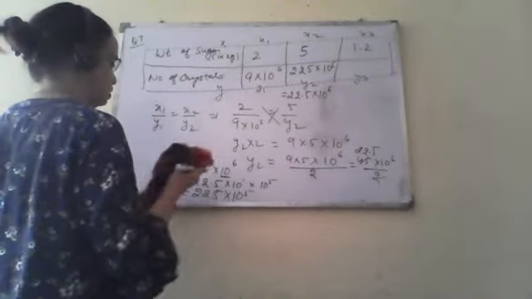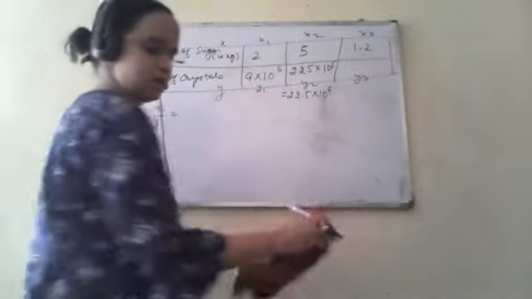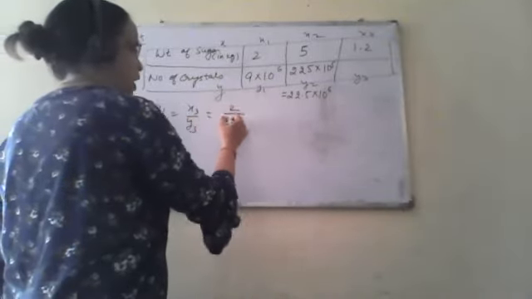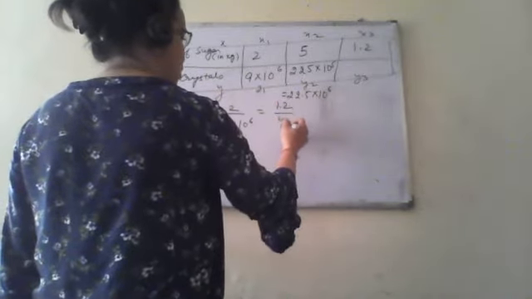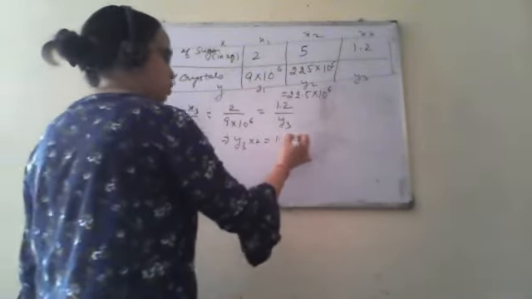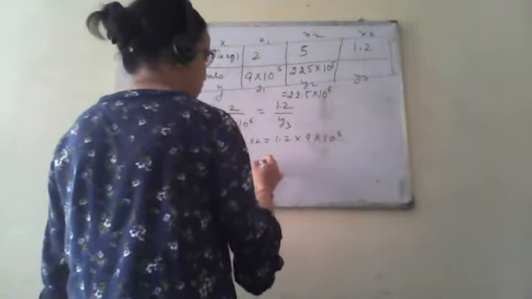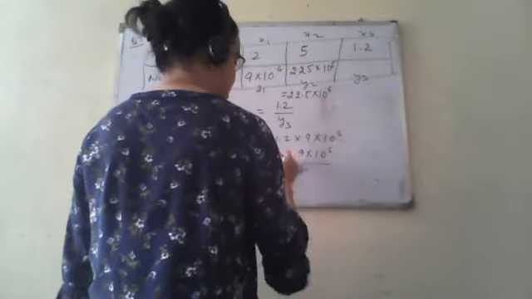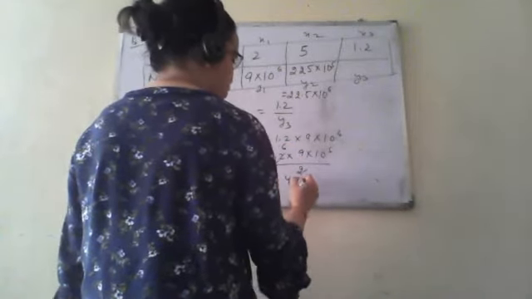Now for the second part, we have to calculate y3 as well. So for y3 it will be x3 upon y3, that is 2 upon 9 into 10 to the power 6 equals x3 is 1.2 and y3 we have to calculate. So y3 into 2 equals 1.2 into 9 into 10 to the power 6, that is y3 will become 1.2 into 9 into 10 to the power 6 upon 2. This is 0.6 and y3 will become 5.4 into 10 to the power 6.